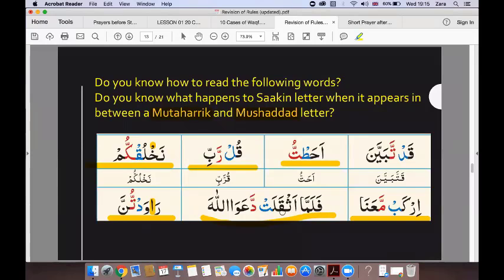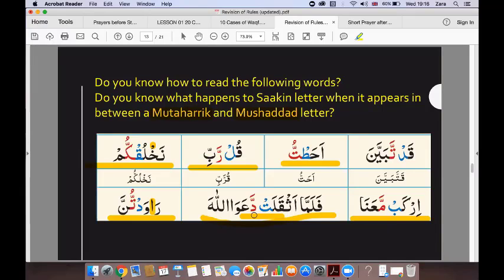Falamma. Athqalat. Well done. So over here, the example of this sakin letter is the ta. And when you're joining, you're directly joining the lam with the fatha with the dal mushaddad. So athqaladda. Try again for me. Athqaladda.